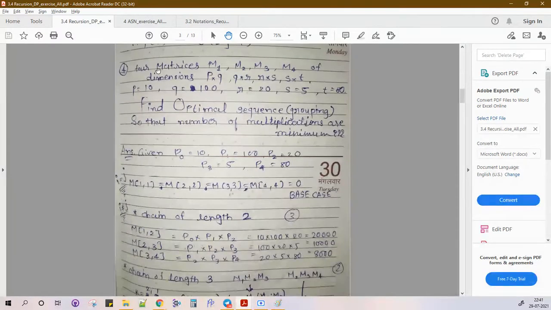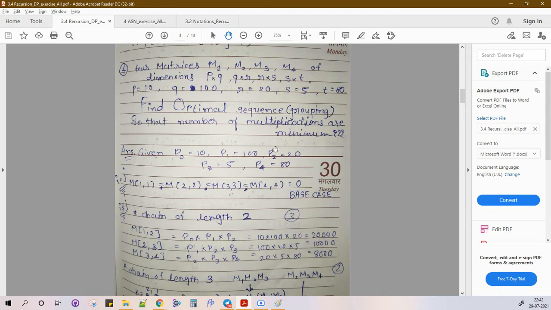Now the main question that we have today is matrix multiplication. I have four matrices m1, m2, m3 and m4, with dimensions pq, qr, rs and st. What is the dimension of m1? 10 cross 100. m2 is 100 cross 20, m3 is 20 cross 5, m4 is 5 cross 60, right? So the dimensions match, and we can have this multiplication chain, there is no problem.